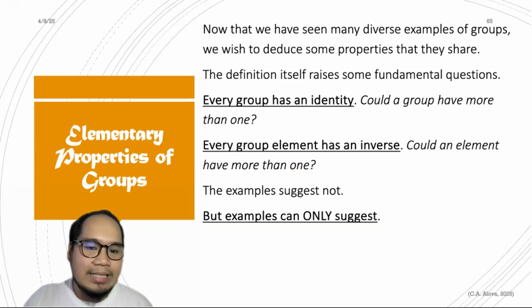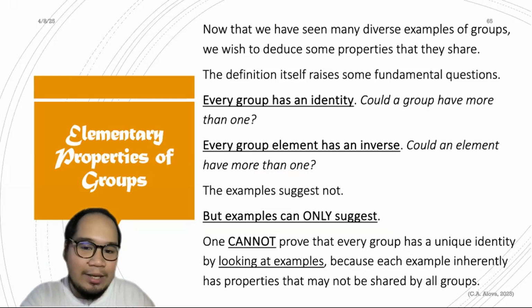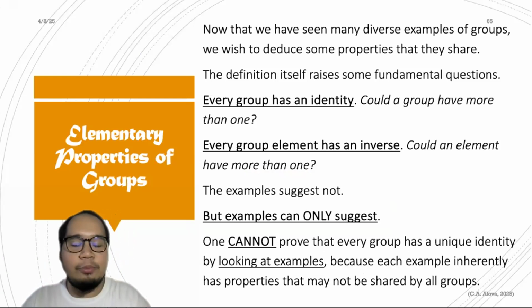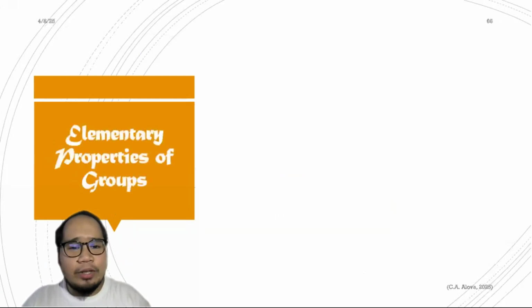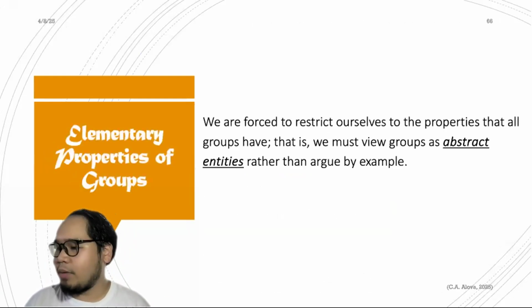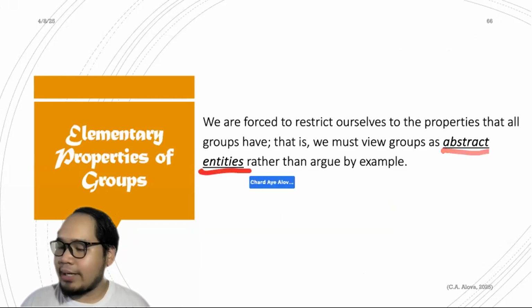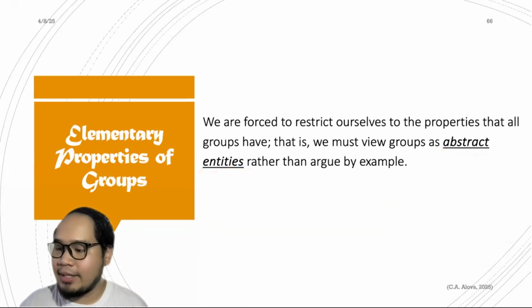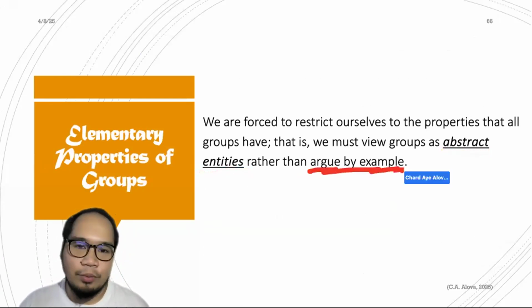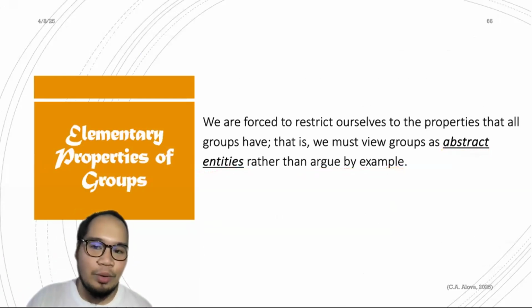But remember that examples can only suggest. There is a saying that an example is not a proof. So one cannot prove every group has a unique identity just by looking at examples, but we want a rigorous way to present it, and that is by way of proof. We are then forced to restrict ourselves to the properties that all groups have. That is, we must view groups as abstract entities, rather than argue by example, which is not the rigorous way to do that.